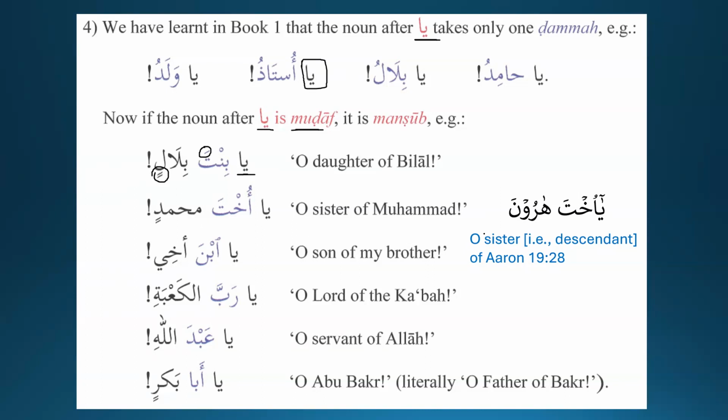And with the same pattern, we have an example in the Quran. Ya ukhta Haruna, O sister, meaning the descendant of Harun, or Aaron. As you can see over here, ya, and after that we have ukhta, and then Harun is majroor because it is mudaf ilayh, but we know that this is mamnu min as-sarf, so that's why it will not take kasra. Ya bana akhi, O son of my brother. Ya Rabb al-Kaaba, O Lord of the Kaaba. So after ya, mudaf is always mansoob.